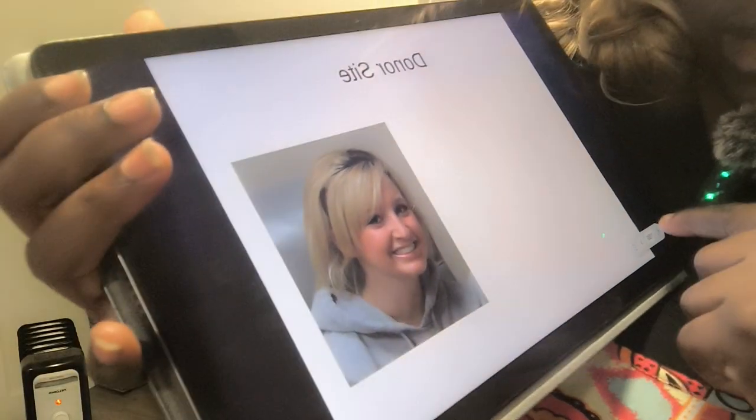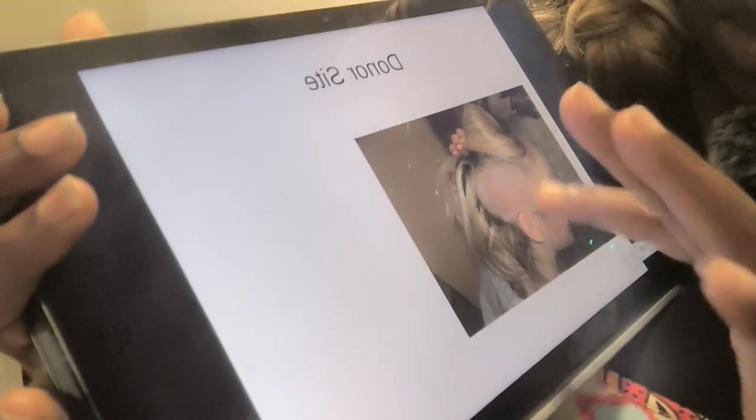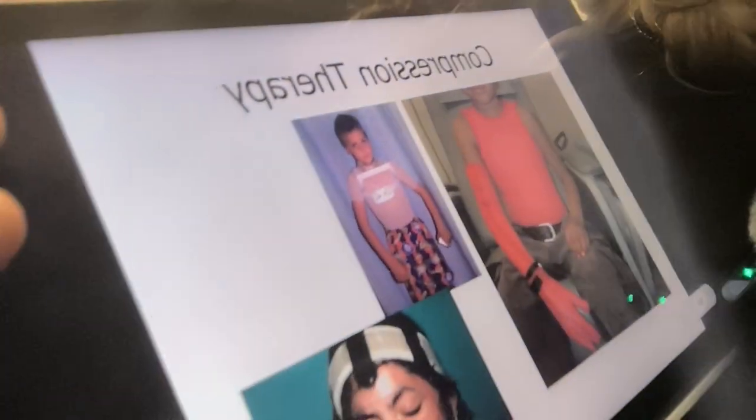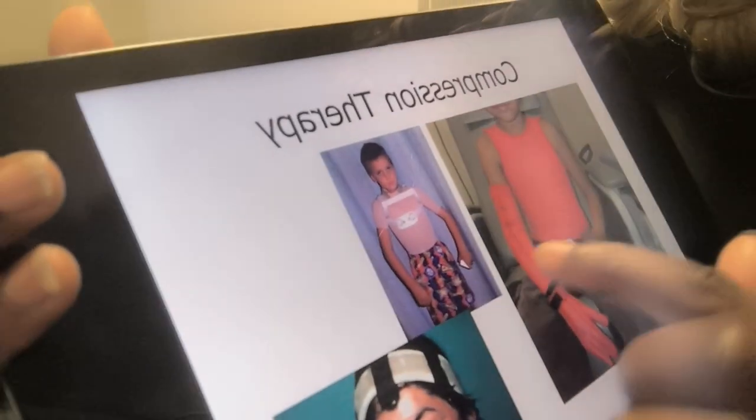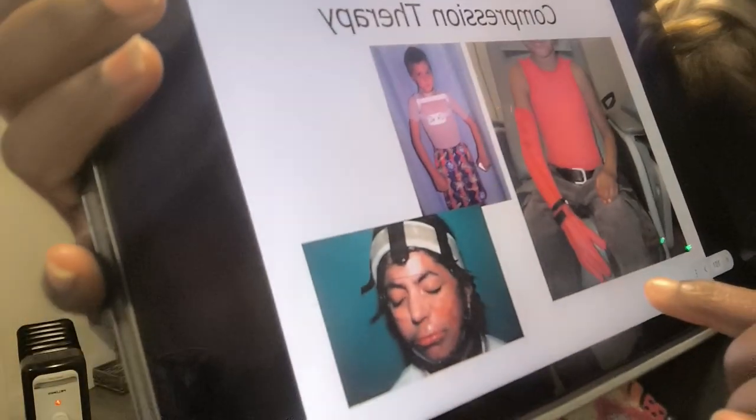Let me see if I have another good picture. Okay, so I said the scalp is another good area for donor sites. Look, you wouldn't even know, because her hair covers it. They took it from a really discreet location, only she knows. And then this is compression therapy for burns.